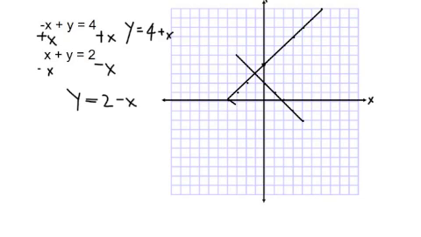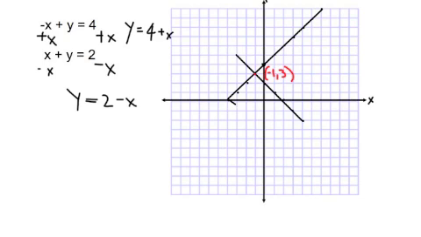It looks like the intersection point is located at negative 1, 3. So the solution, the ordered pair, is x equals negative 1 and y is equal to 3. Let me show you a different method, the elimination method, to get negative 1 and 3.